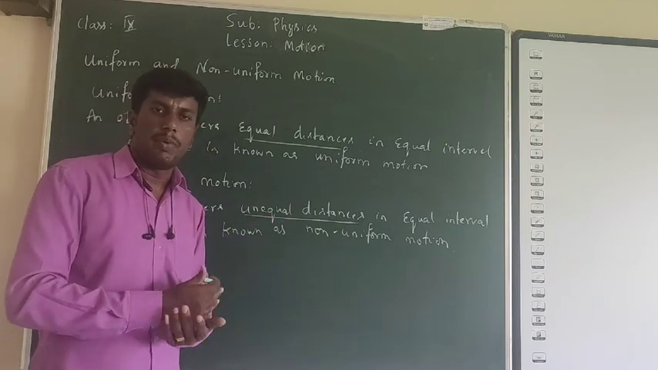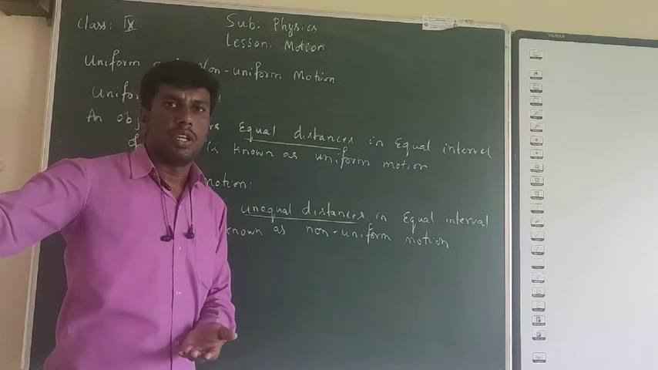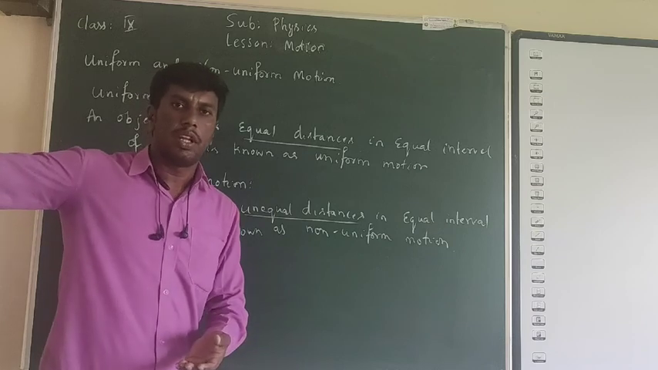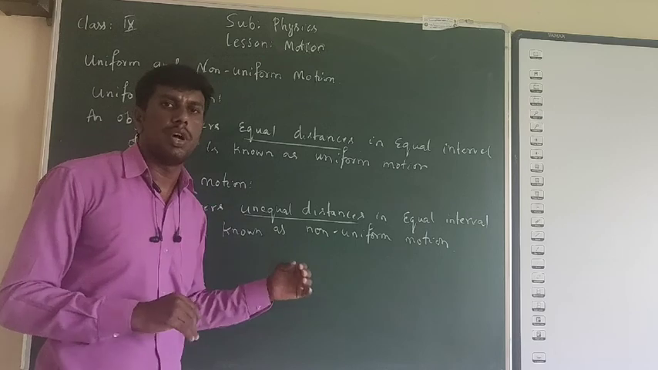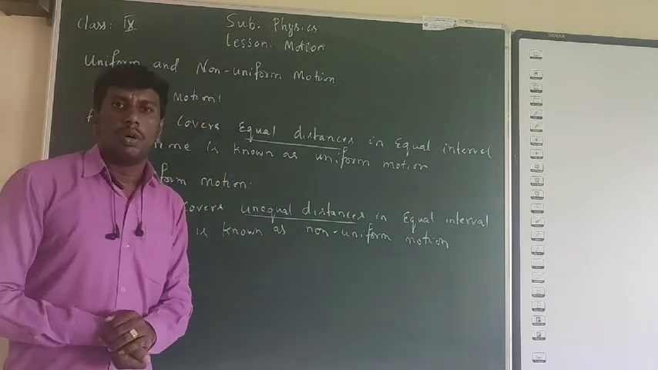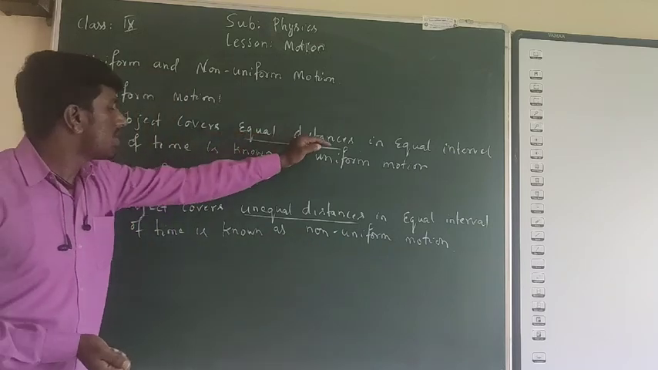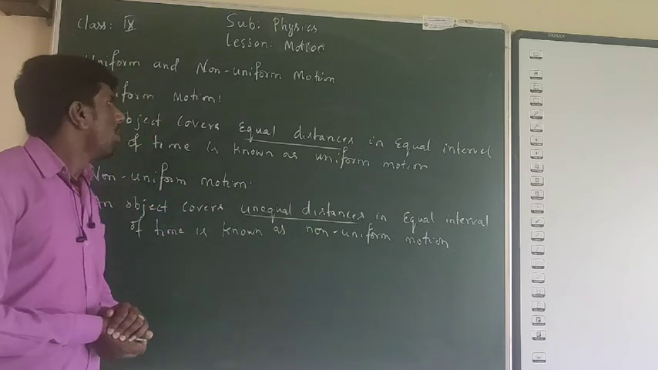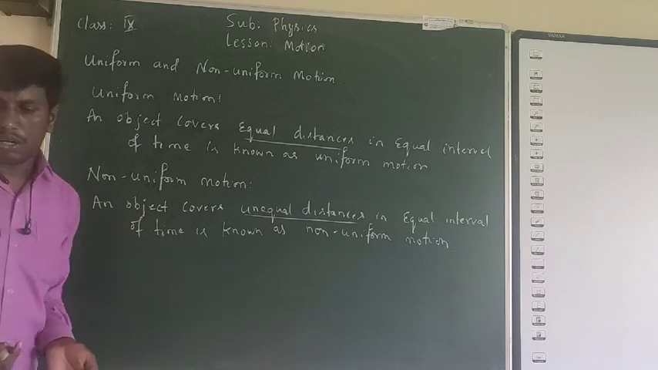The first second will be covering 10 meters, say suppose. In the next second will be covering 20. In the next second will be covering only 5. In the next second will be covering 50 meters. So like that it is unequal distances. Okay, it is not equal distances. So that motion is called non-uniform motion. Uniform motion is equal distances. Non-uniform motion is unequal distances. Okay. So this is about uniform and non-uniform motion.